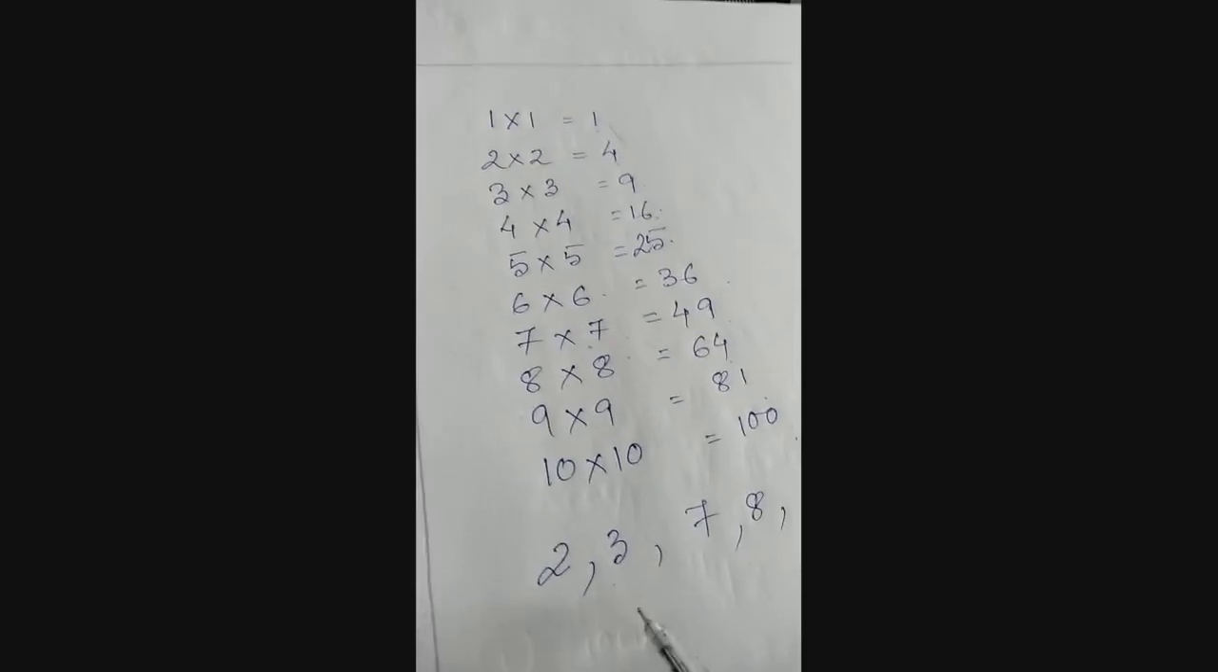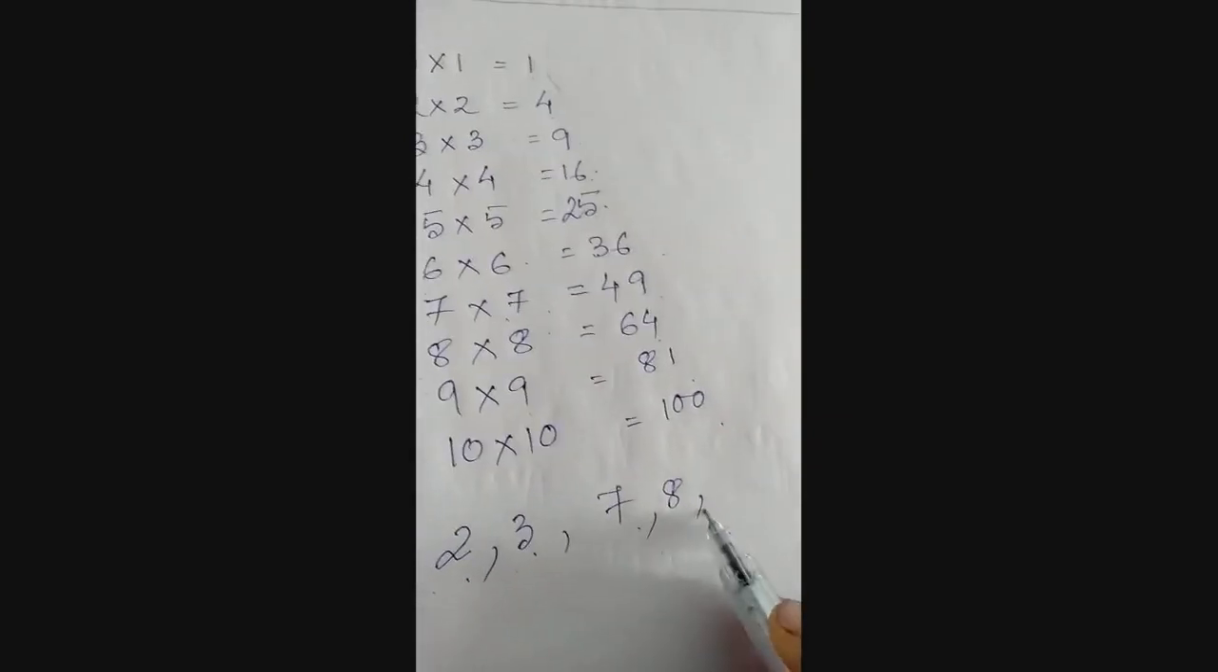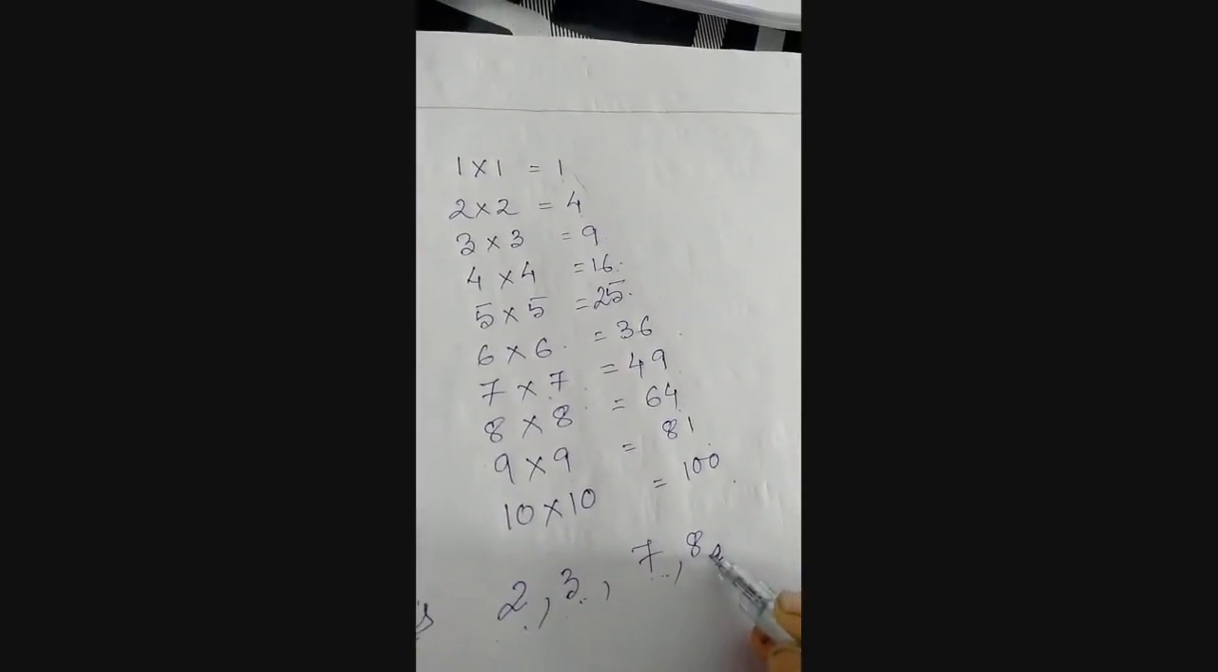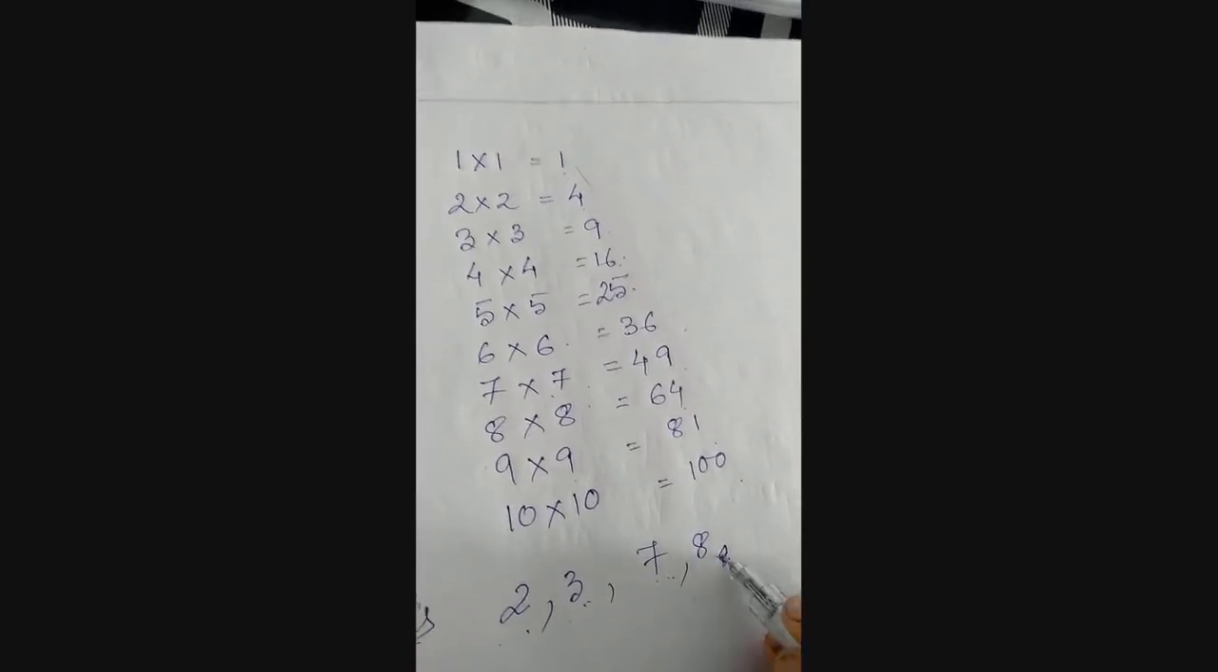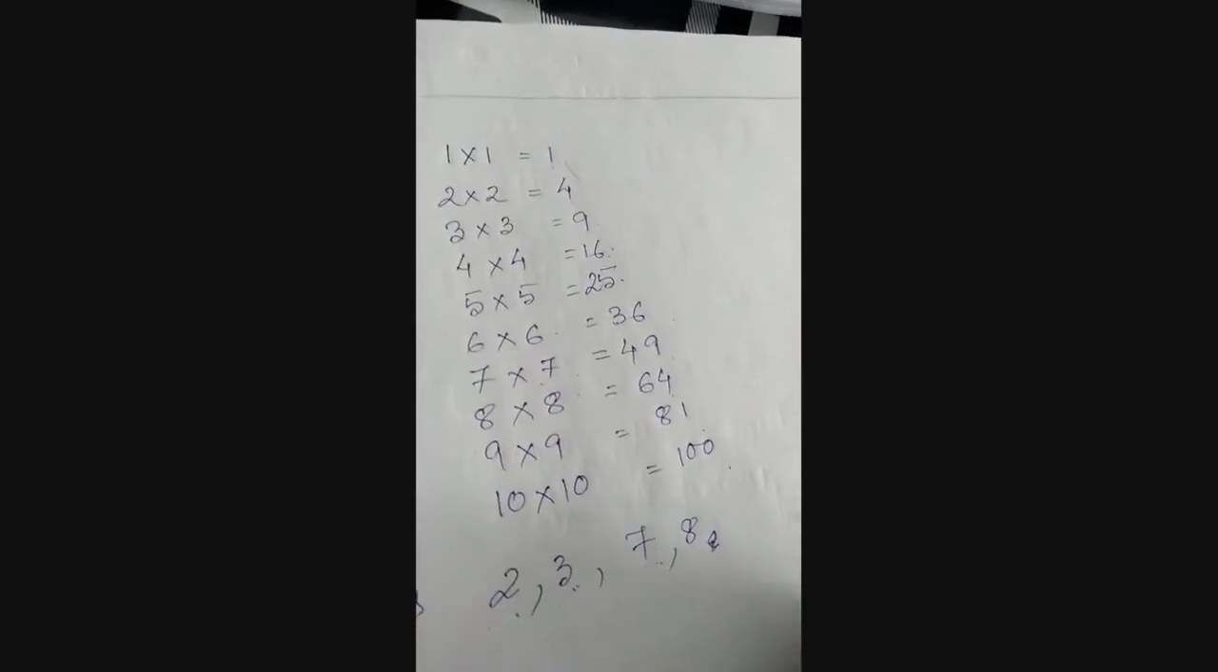So which numbers will not come in the units place when you multiply with the same natural number? Same natural number means what? 1 into 1 is 1. 2 into 2, it doesn't come 2. 3 into 3, it doesn't come 3. It comes 9, isn't it? So what are the numbers? The answer is 2, 3, 7, 8. 2, 3, 7 and 8 are the numbers which will not come in the units place.